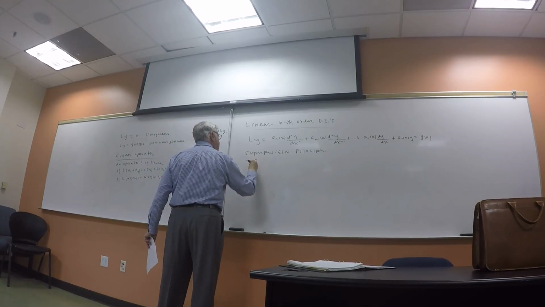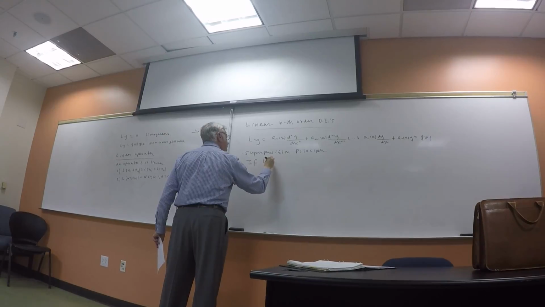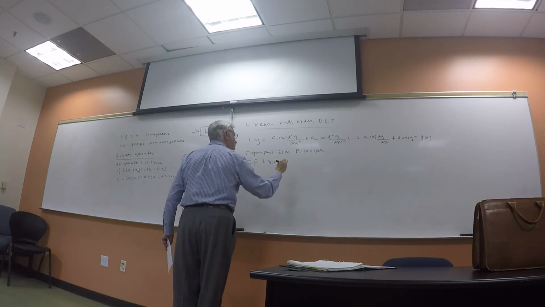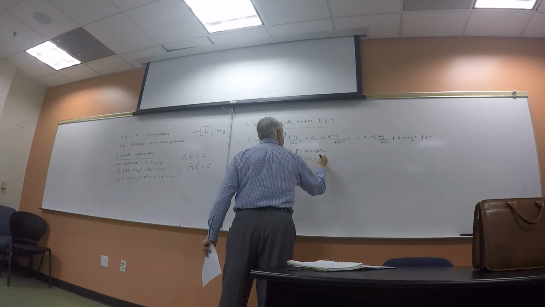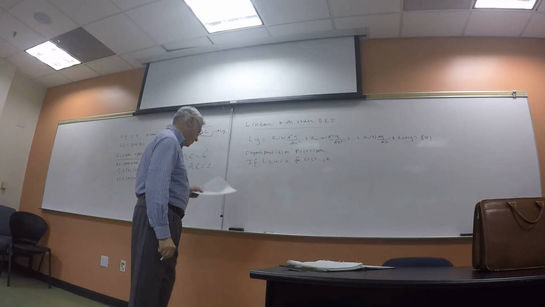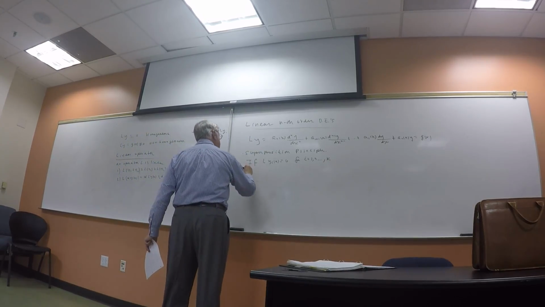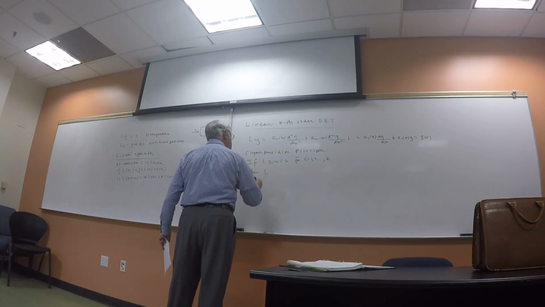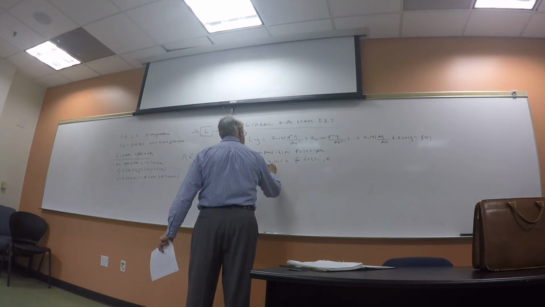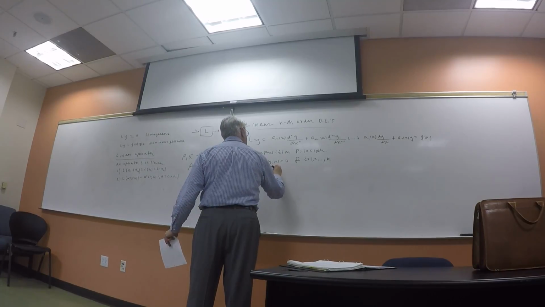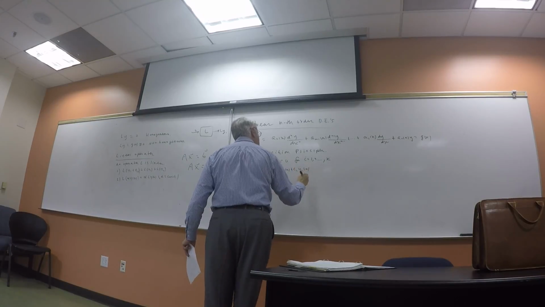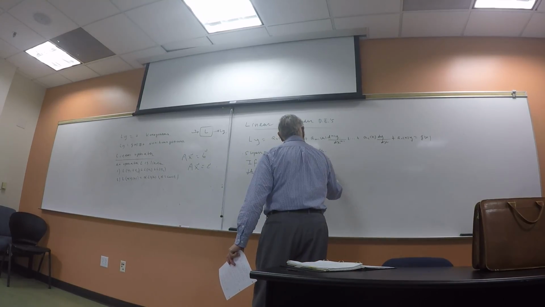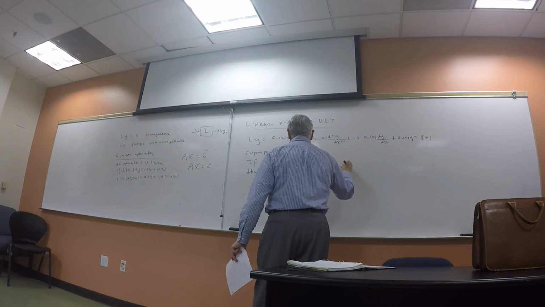If L operating on y_i of x is equal to 0 for i equals 1 to, let's say, k, then L operating on C1 y1 of x plus C2 y2 of x plus dot dot dot plus, how many do I have, C sub k y_k of x is also equal to 0.